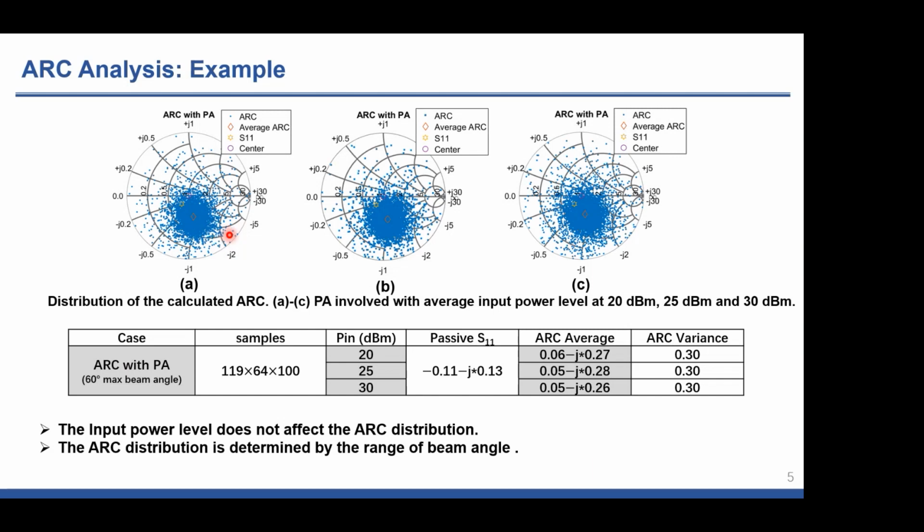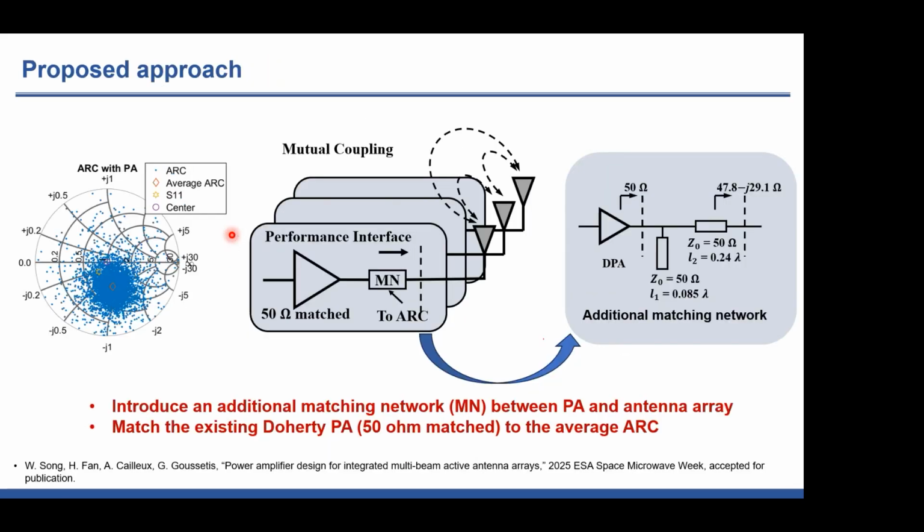We propose a method to design the power amplifier for this distribution. The idea is simple. We introduce an additional match network after the PA match to 50 ohm. And we have this ARC distribution. We know the average value of the ARC. We directly match the 50 ohm to the average ARC with a new match network between the PA and the antenna array. So here is the match network we use for the 50 ohm match DPA, and this is the average value of the ARC we get from the analysis.